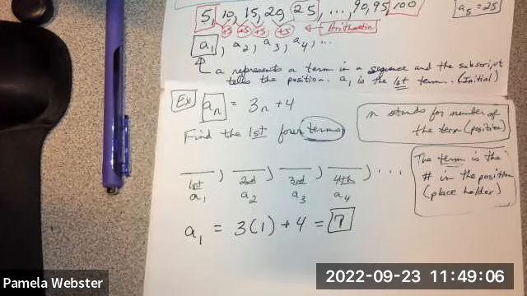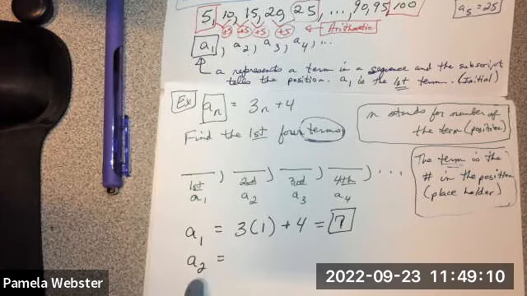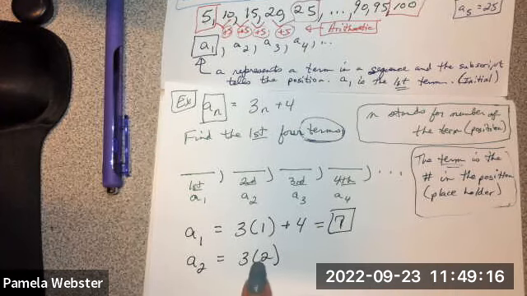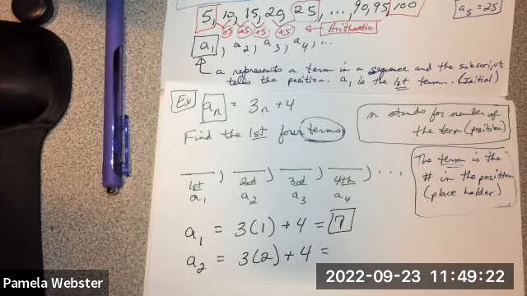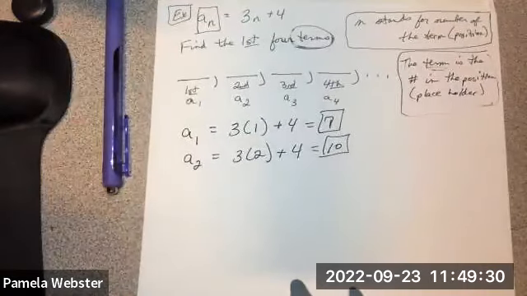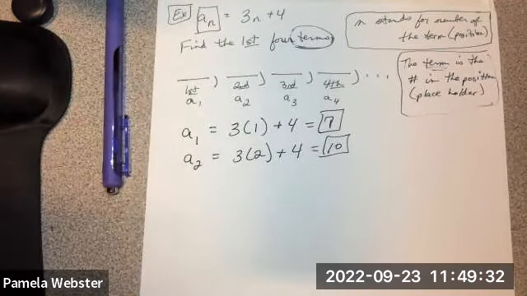They asked me to find 4, so I'm going to do a sub 2. Again, my subscript is a 2. That means I'm plugging in a 2. So I'm looking for the guy in the second position. When we do the math here, we see 3 times 2 is 6 plus 4 is a 10. I'm going to scoot this up. Hopefully everybody's written all that stuff down.